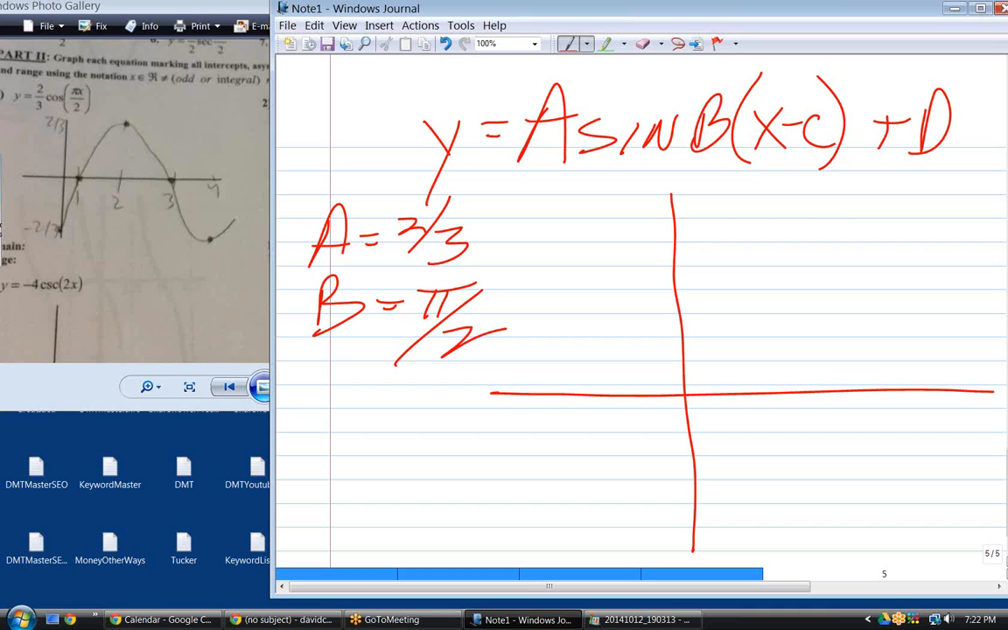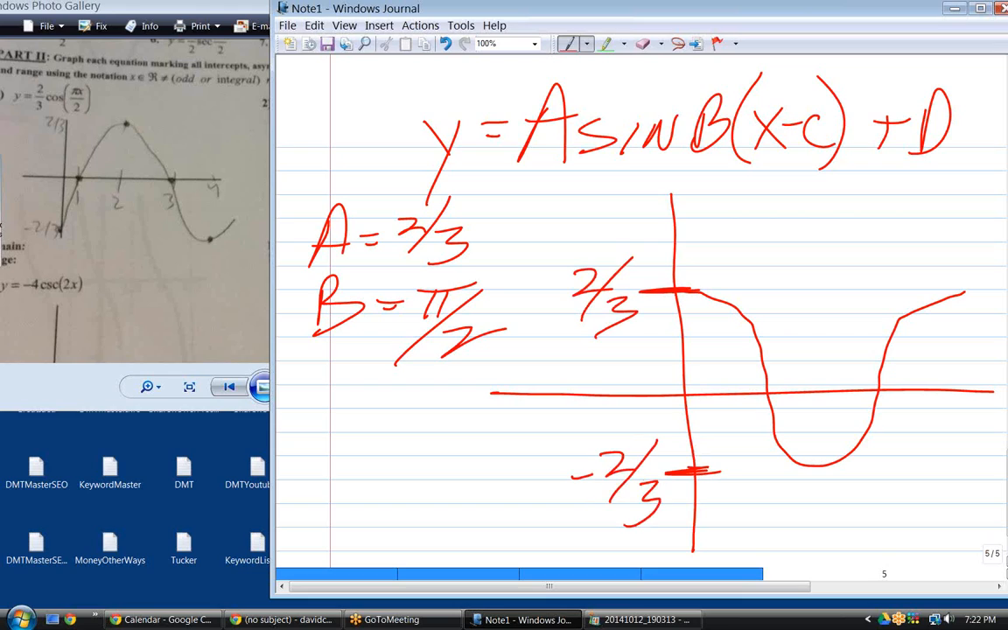It's a cosine curve, so it's going to look something like that, only it's going to go from what to what? 2/3 to negative 2/3. And what is this point right there going to be? 4. Let's see. The period is equal to 2 pi over b, and b is pi over 2. Good. 4 is correct.